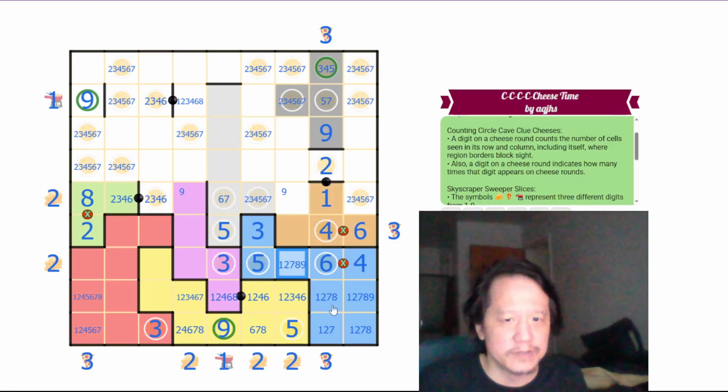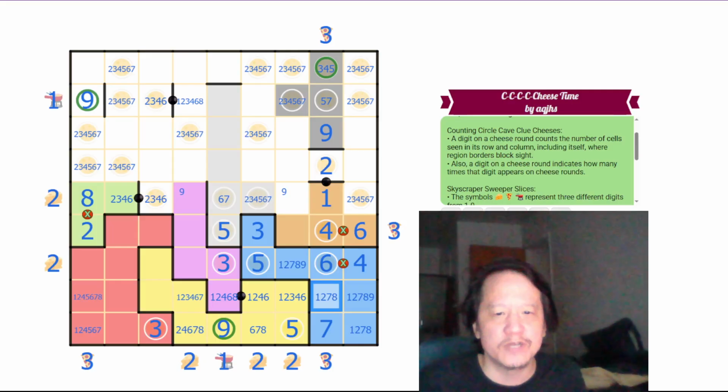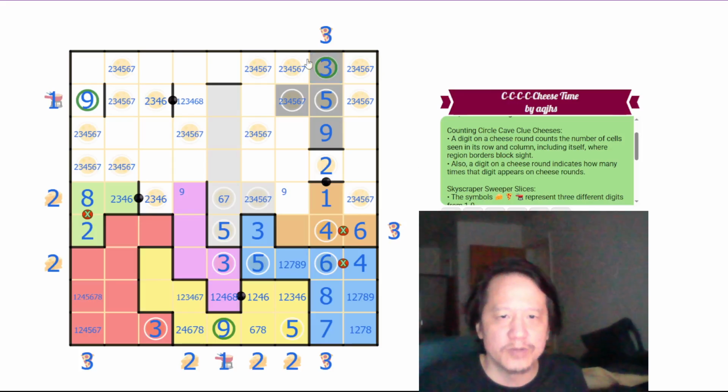We have boundary there. No 1 or 2 here. It's 7. No 1, 2, or 7 here. It's 8. 7 eliminates 7 there, so it's 5. That leaves that as 3. So then we would have boundary there. Okay.